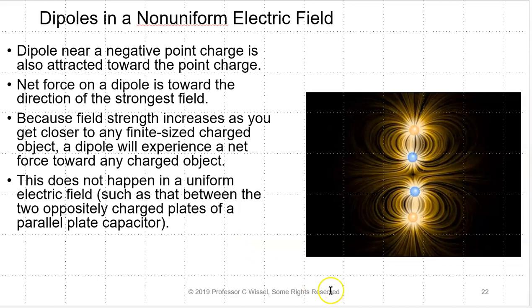Now, this is a video of dipoles in a non-uniform electric field. The dipole near the negative point charge is also attracted toward the point charge. The net force on the dipole is toward the direction of the strongest field. Because the field strength increases as you get closer to any finite-sized charged object, a dipole will experience net force toward any charged object. This does not happen in uniform electric fields, such as that between the two oppositely charged plates of a capacitor. So I'm going to let this run a little.